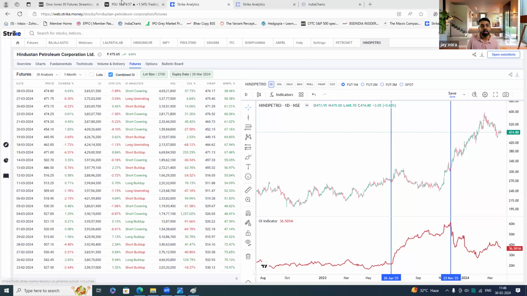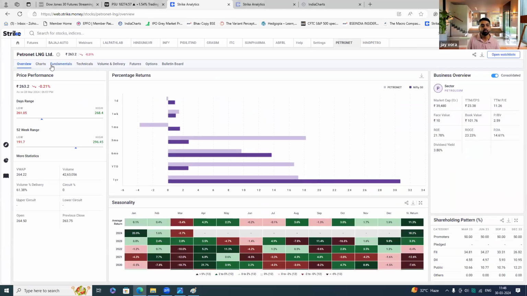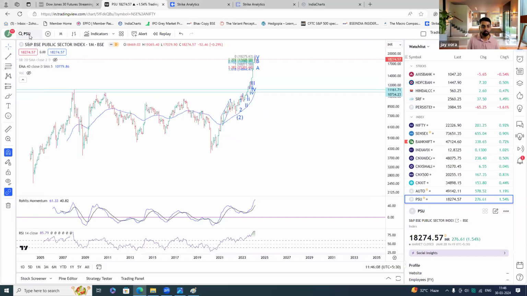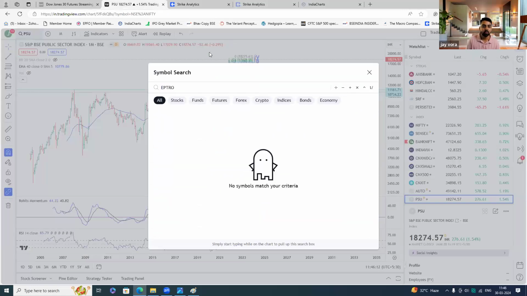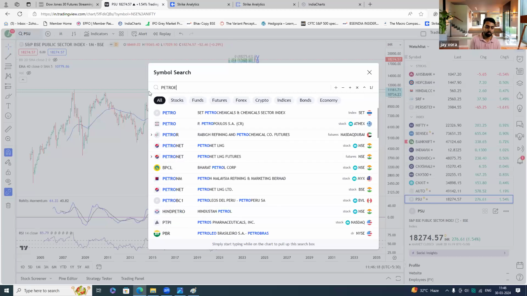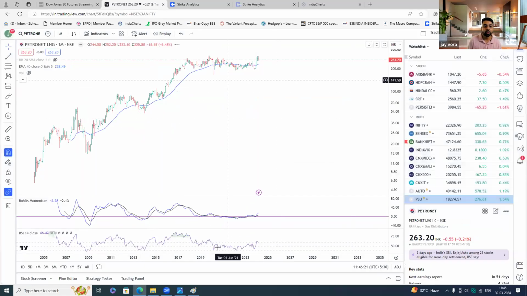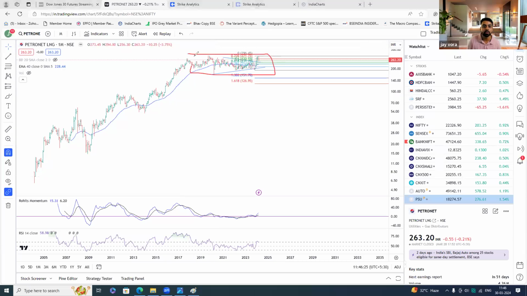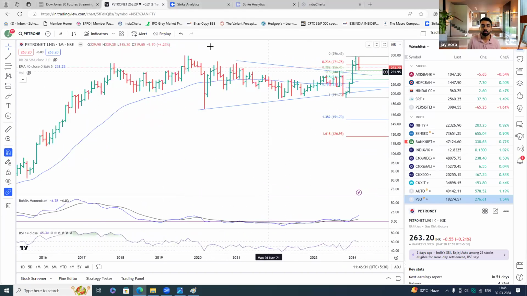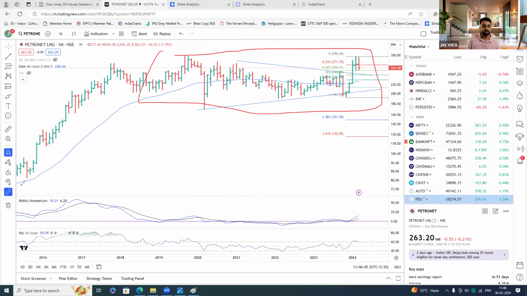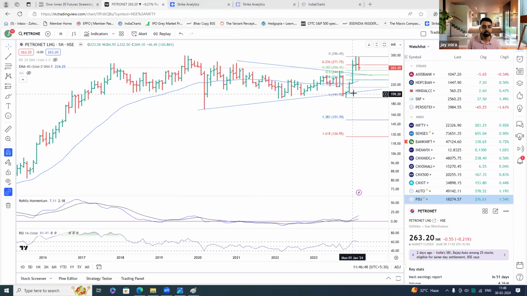And similarly, I still have this view that Petronet can probably be a very interesting bet as well. But for that, what I would actually want to see is this entire range getting broken, because this was more like a triangular consolidation for me. This was a triangle which broke out on the upside, and now a pullback seems to be happening. What I would want to see is a breakout from this range, and once this happens, there could be a stellar move, because all the shorts will then need to be covered.